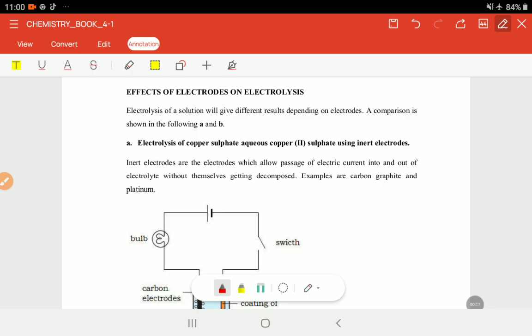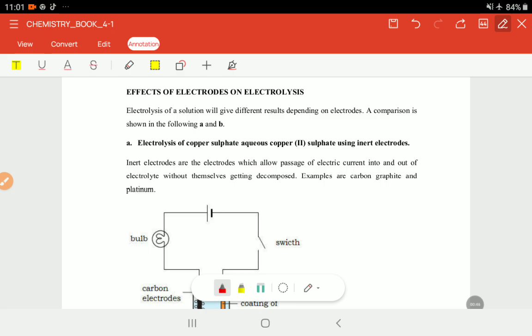And in today's lesson, mostly, I just want us to appreciate the effect when we use different electrodes, right? Because in the previous lessons we were mostly using the graphite rods, which we know were just inert. They weren't even taking part in any chemical reaction, right?